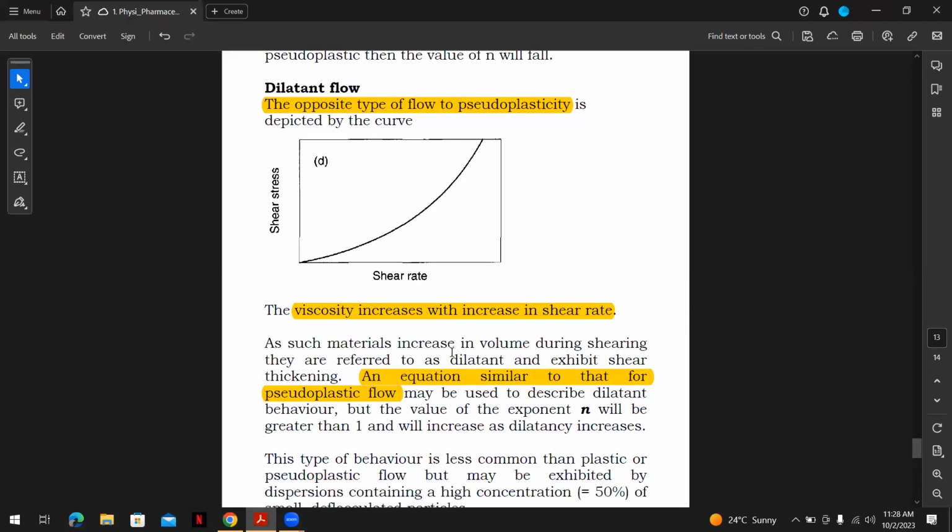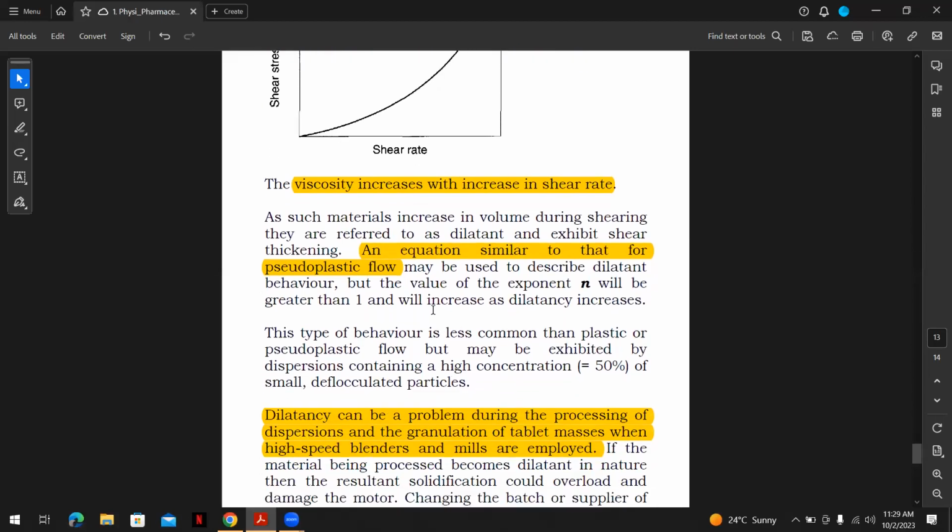So as such, materials increase in volume during shearing, as we've said with ugali. As you keep increasing the flour, these materials exhibit dilatancy and shear thickening. Because now they're thickening, they can't move. So an equation similar to that of pseudoplastic flow may be used to describe dilatant behavior, but the value of the exponent n will be greater than 1 and will increase as dilatancy increases.